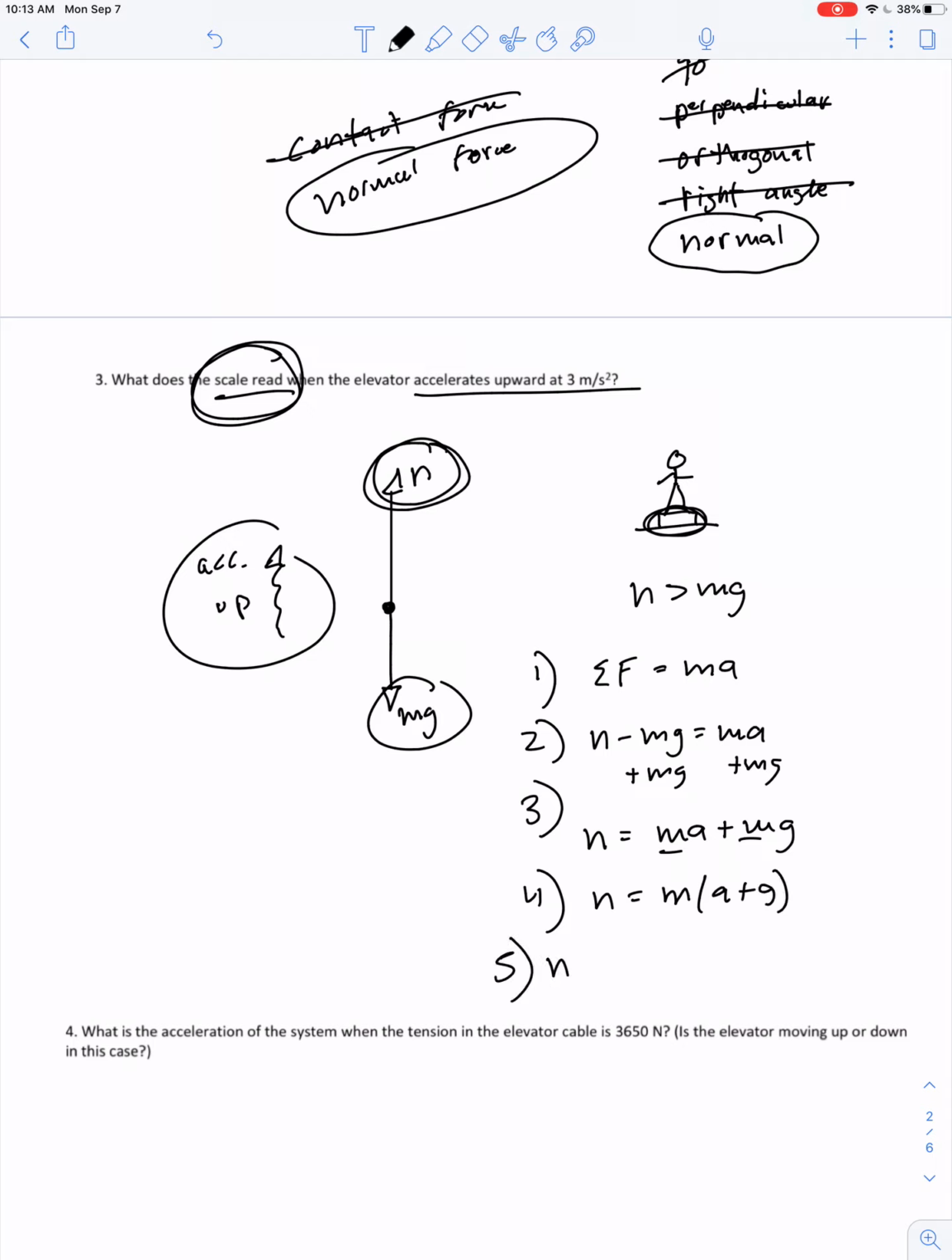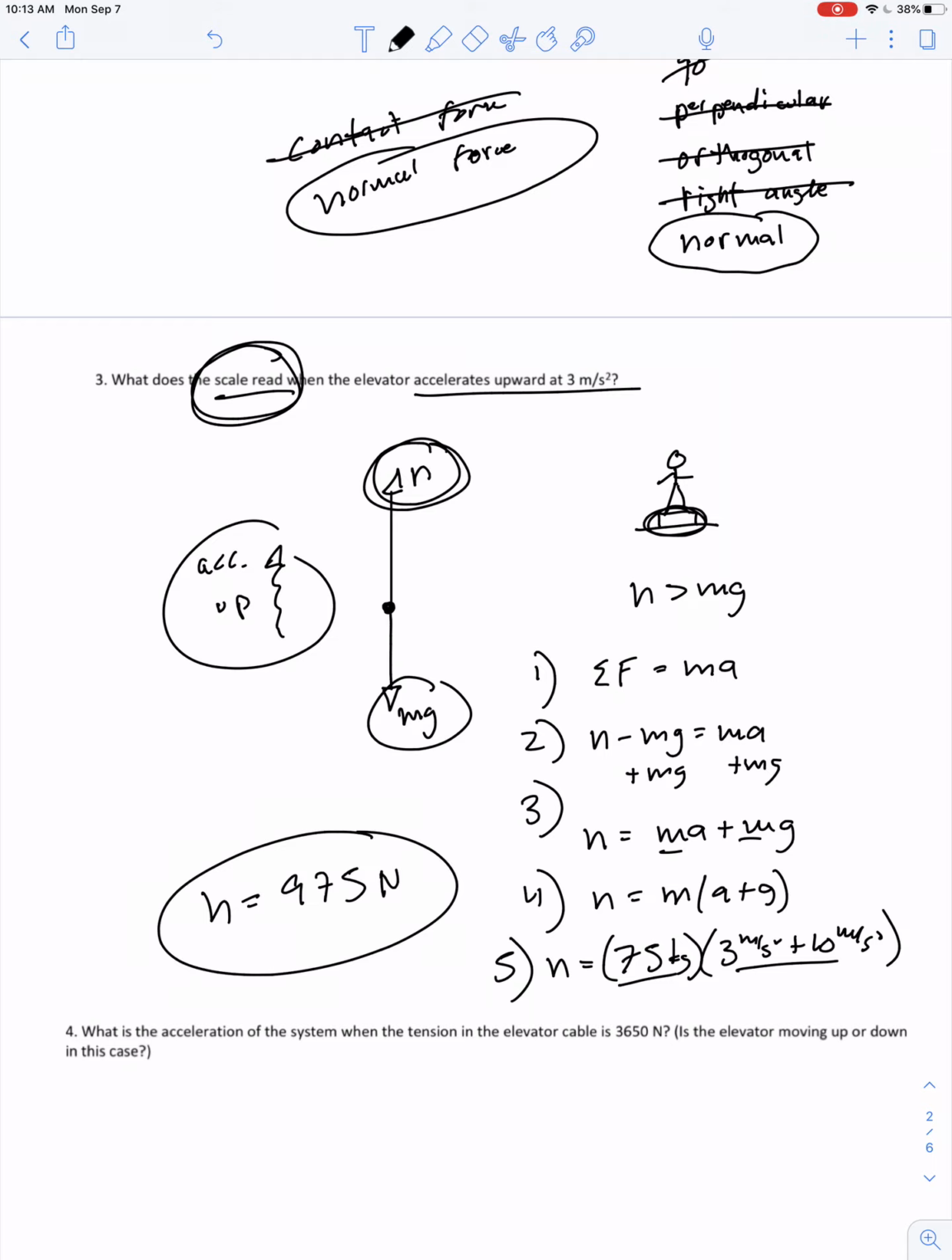So we just need to plug in the numerical values. 75 kilograms multiplied by 3 meters per second squared plus 10 meters per second squared. In other words, 75 times 13. And we get a scale reading of 975 newtons.